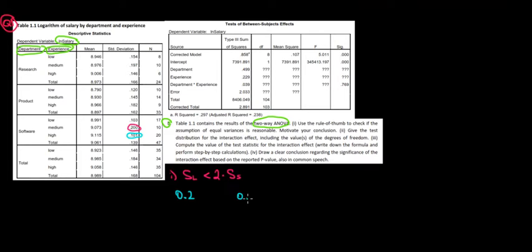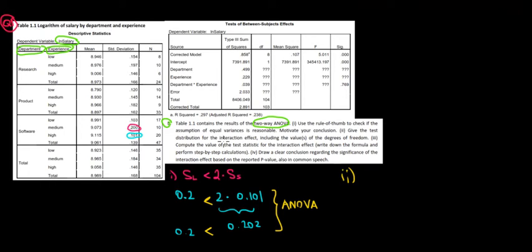So 0.101 times 2 is 0.202 versus 0.2. We can clearly see that this relationship holds. Two times the smallest standard deviation is greater than the largest standard deviation, meaning that ANOVA can be used. So that's good. We can keep going now. What do we have to do next?